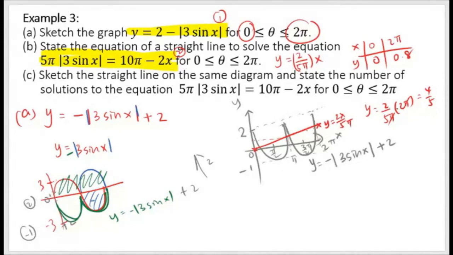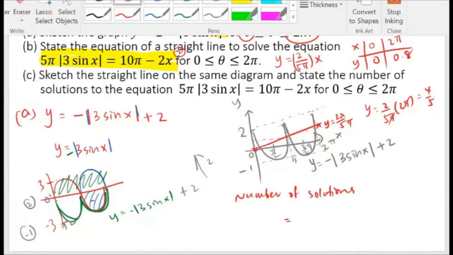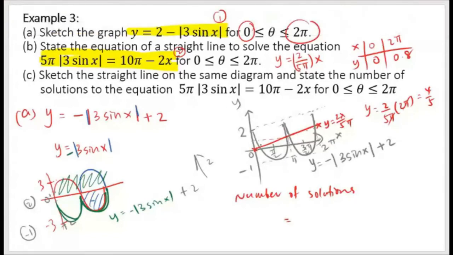So how many solutions? Number of solutions: see how many intersection points. How many intersection points? 1, 2, 3, 4. Yes, you have 4 solutions. That's it. Okay.